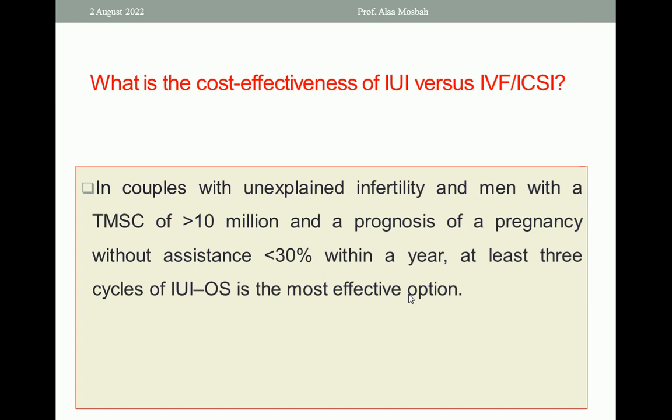In couples with unexplained infertility and the men with total motile sperm count of more than 10 million and the prognosis of pregnancy without assistance less than 30% within a year, at least 3 cycles of IUI with ovarian stimulation is the most effective option. We mean with the most effective option with using less resources and less cost, and may give a good result.